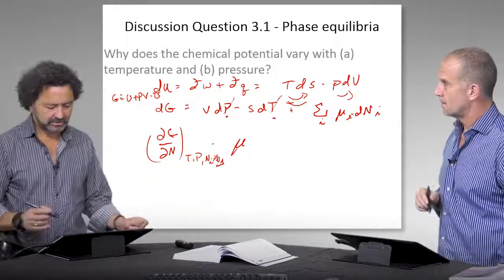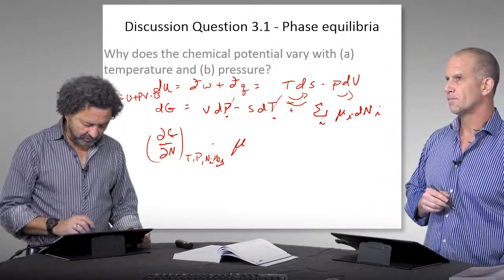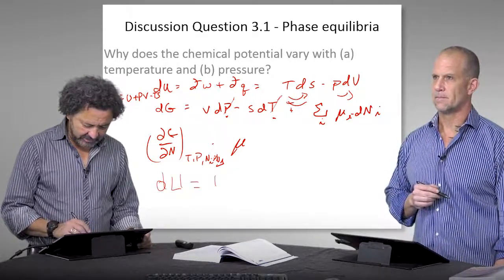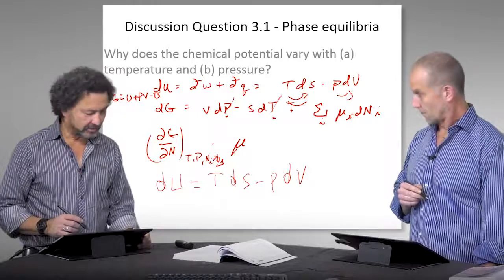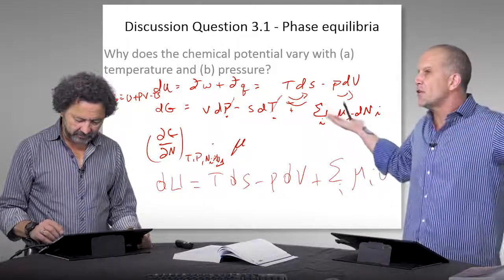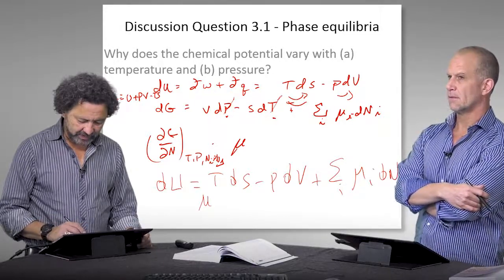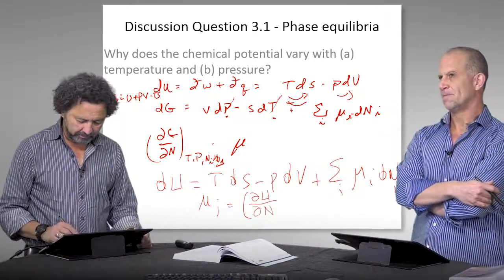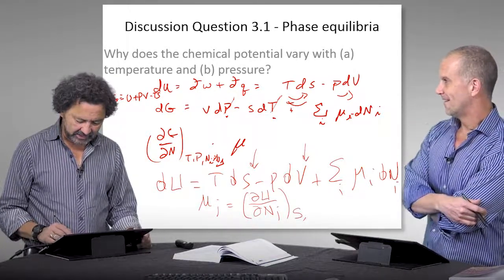Just to connect with what you just said, you can define the chemical potential here, but also if you look at your primary equation, dU equal to TdS minus PdV, this is for one component only. If we add the sum over components, because you can have i number of components, then the chemical potential has a different interpretation. Now the chemical potential is the derivative of the energy with respect to the number of particles of component j. But now you have to keep S and V constant in that definition.